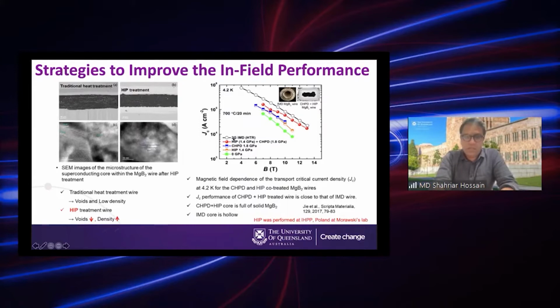So this is the combination of all these. You see the voids actually reduced, and we see some nanoscale defects here. So these are all the combination to get that high JC.